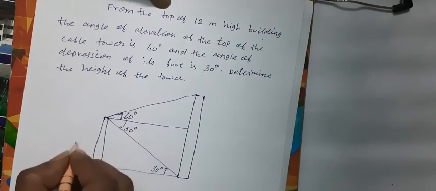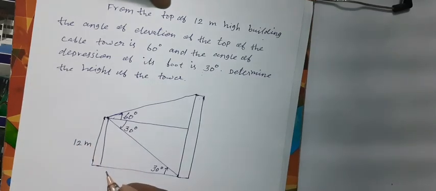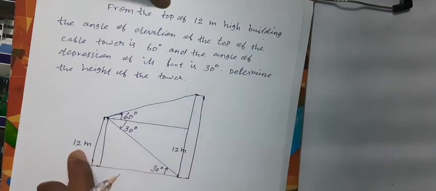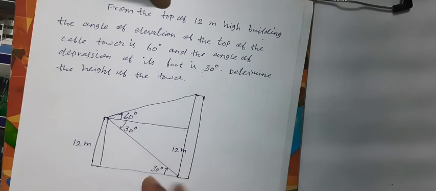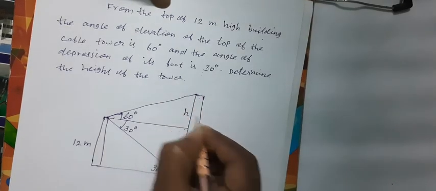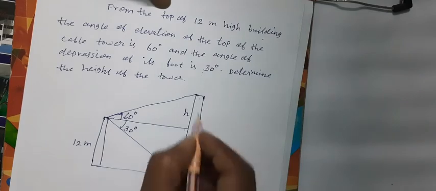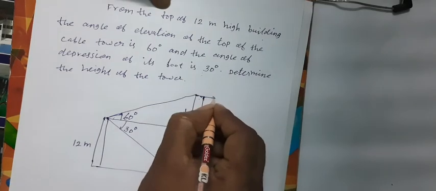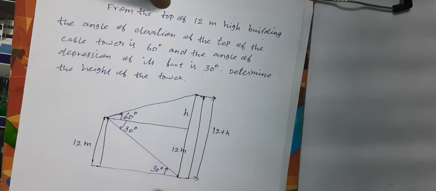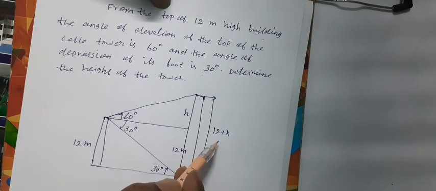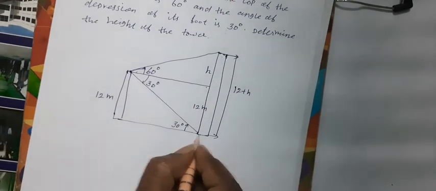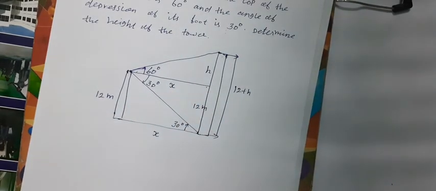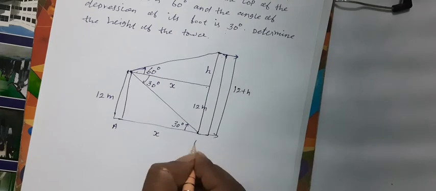Here the height of the building is 12 meters, they have given, right? Same height I can take here. So this is 12 meters, which is equal to the height of the building, and the remaining height I can take here as h. So the total height is 12 plus h. So this is the height of the tower. Adjacent side they have not given, so I can take here x. So this is the given diagram for the question.